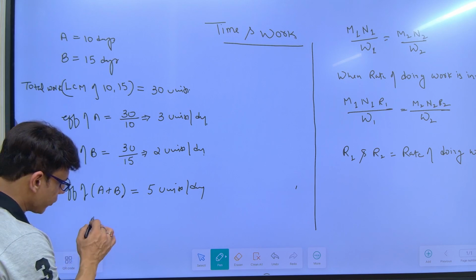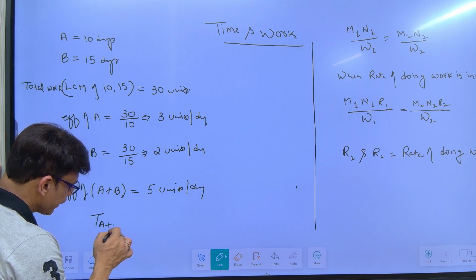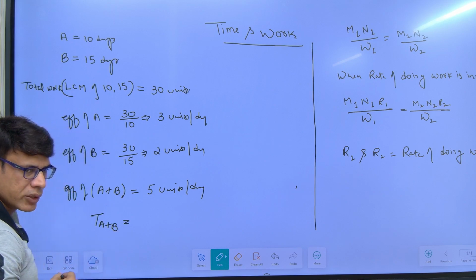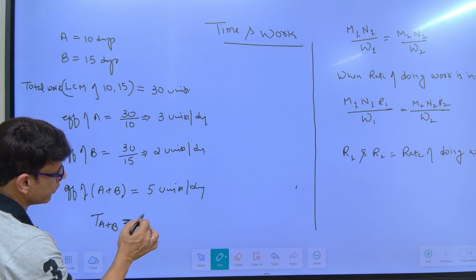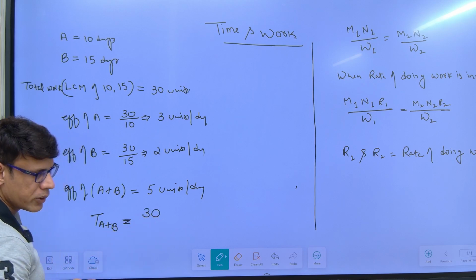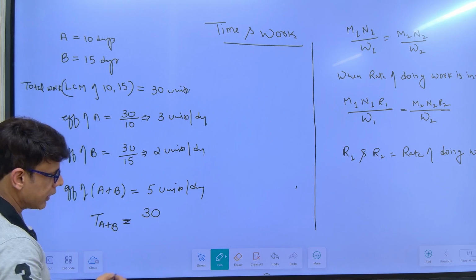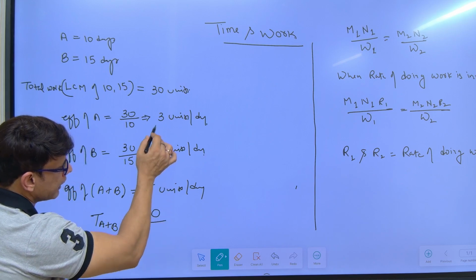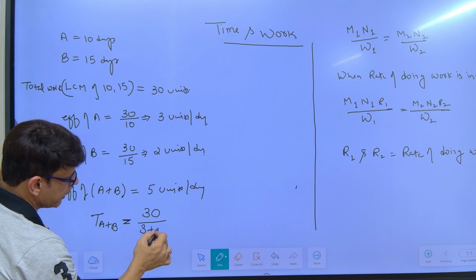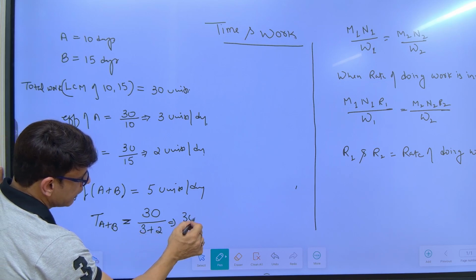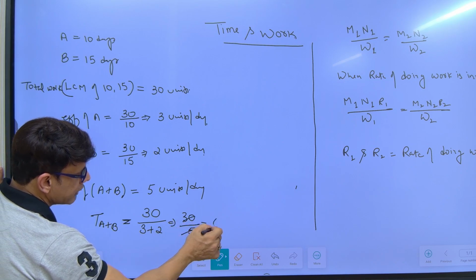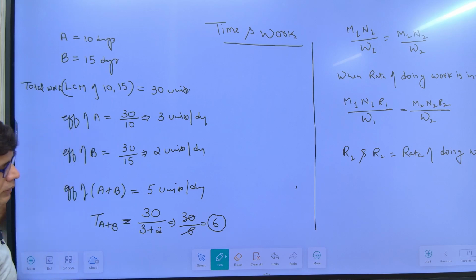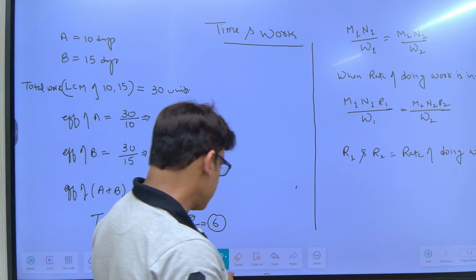Now I have to find the time taken by A plus B to finish the work. Time is equal to work upon efficiency. Total work is 30 units, because now they have to finish 30 units together by combining the efficiency, which is 3 plus 2. It is 30 by 5, which is 6 days. Understand one more approach for such questions.